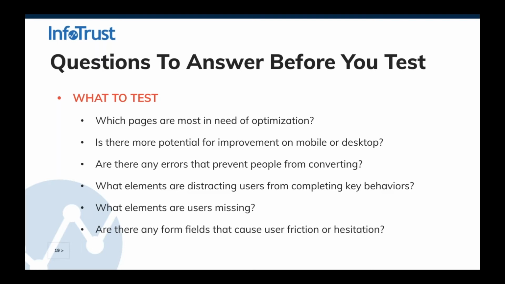So SessionCam has features that can help you answer these questions. Is there more potential for improvement on mobile or desktop for a particular feature or page? Are there any errors that prevent people from converting? What elements are distracting users from completing key behaviors? What elements are users missing completely? So are they going on the page and just completely missing your CTA?